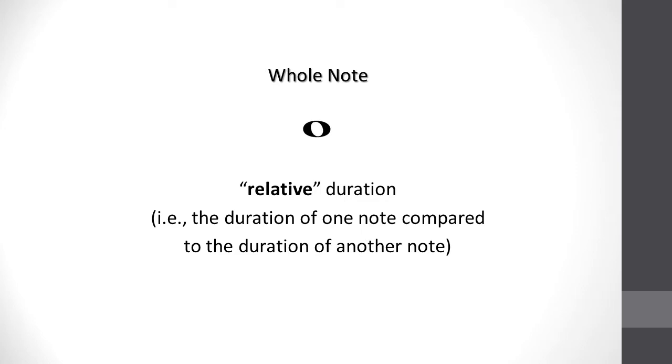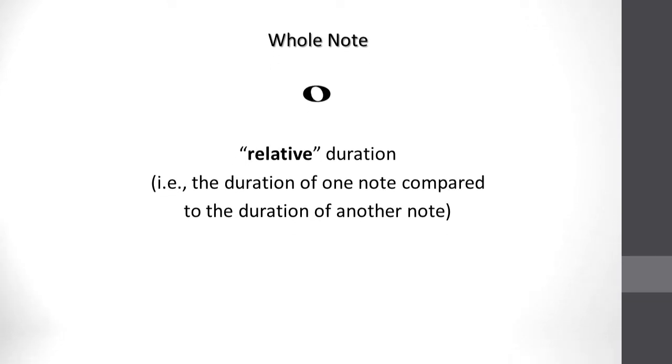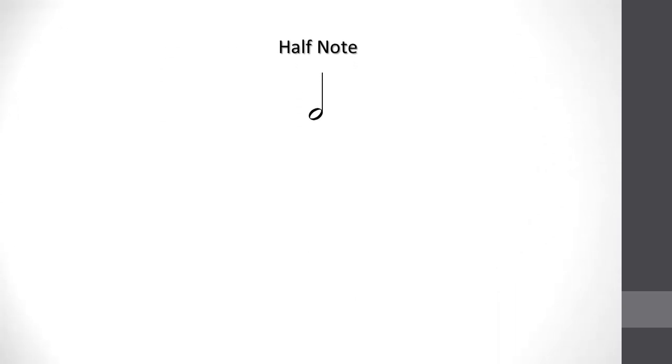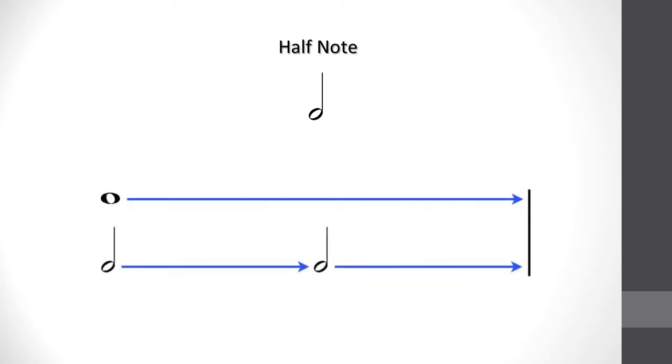The next 4 notes derive their names from their relation to the whole note. The following note is called a half note. It has a note head and a stem. It is called a half note because it is half the duration of a whole note. Because of this fact, the duration of 2 half notes is equal to the duration of 1 whole note. The blue lines in the diagram represent time.